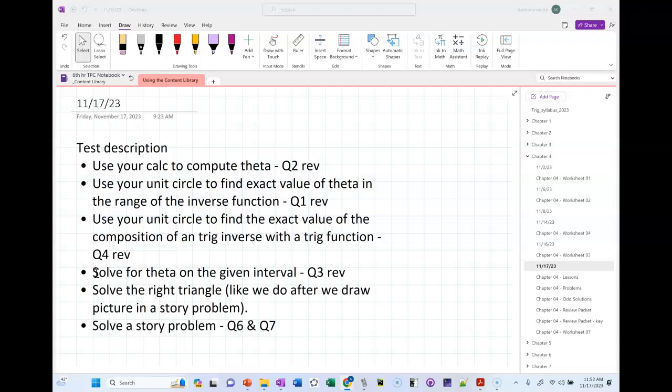You should be able to solve for theta on the given interval. That's like question 3 on the review. That was what you did on worksheet 2. And on worksheet 1, just one of them was with a calculator, one was without, but they were the same question. You should be able to solve the right triangle. So like in 4.2, after we drew the picture, you had to solve the right triangle to answer the story problem. I have one problem on there where I don't even have a story attached to it. I just have the right triangle. Are you going to put the one where you have to do all the algebra? Maybe. Okay. And then I have solve a story problem, so like questions 6 and 7 from the review.